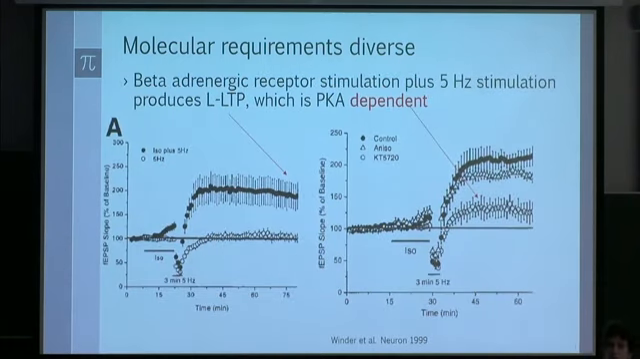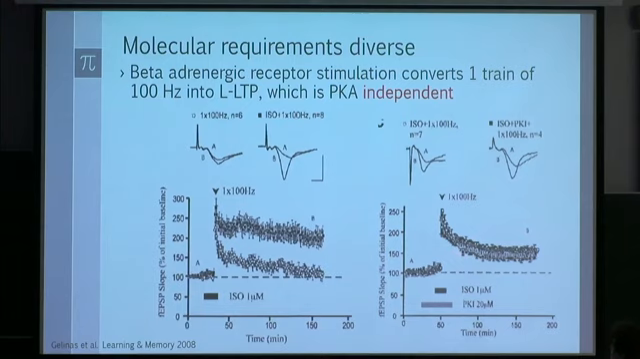There's another type, which is we can give a 5 Hz stimulation, and that's shown right here for 3 minutes, and it really doesn't produce anything except this transient depression. But again, if we add the isoproterenol, I'm sorry, here this is not PKA dependent. These two are the same. So this requires beta adrenergic receptor stimulation, not PKA dependent.